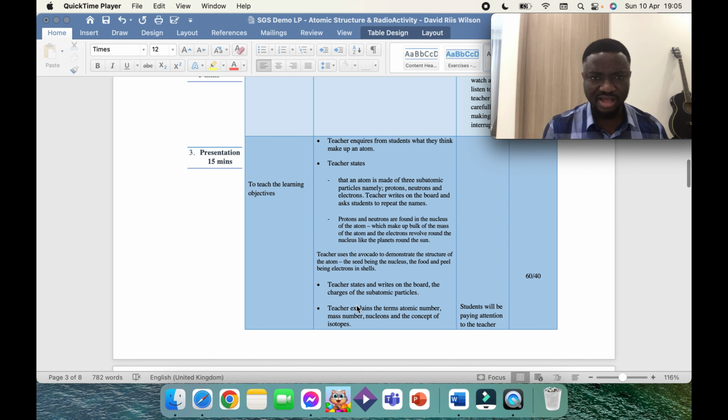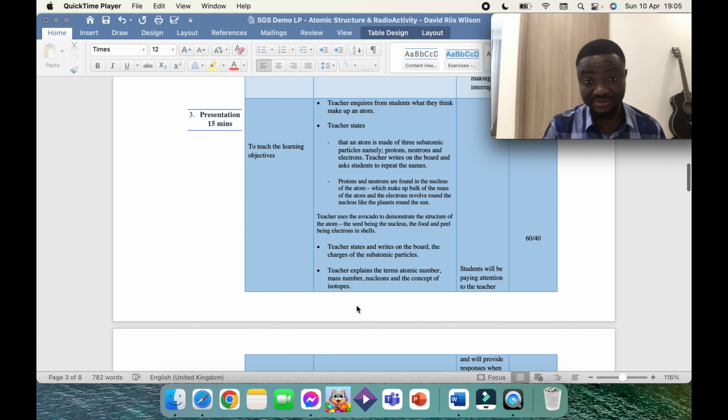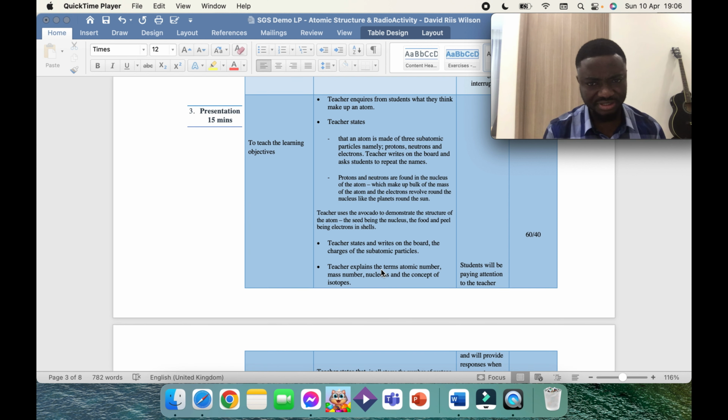So I'll be teaching and explaining some or all of the concepts mentioned in the objectives. So students will know what makes up the atom, the charges of the subatomic particles, and isotopes. The teacher will explain to the students what isotopes are.